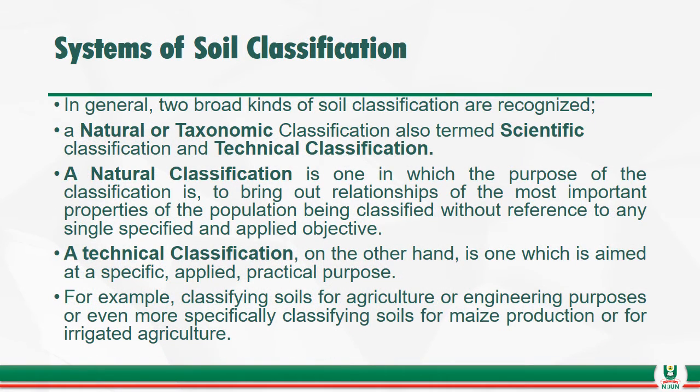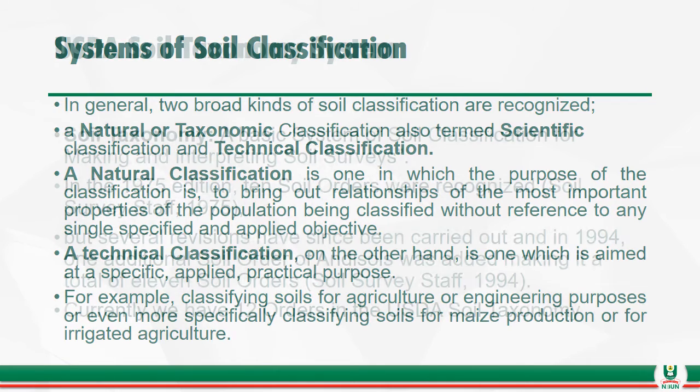Systems of soil classification. In general, two broad kinds of soil classifications are recognized: natural or taxonomic classification, also termed scientific classification, as well as technical classification. A natural classification is one in which the purpose of classification is to bring out relationships of the most important properties of the population being classified without reference to any single specified and applied objective. A technical classification, on the other hand, is one that aims at a specific applied and practical purpose. For example, classifying soil for agriculture or engineering purpose, or even more specifically, classifying soil for maize production or irrigation.